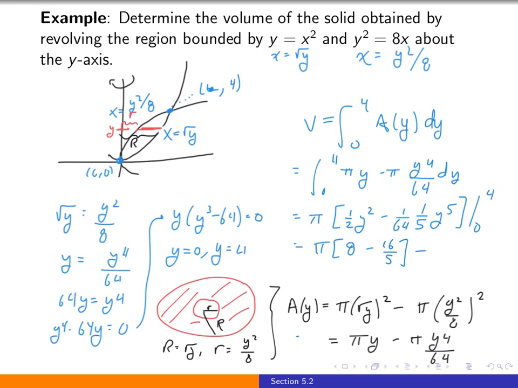And then we subtract away what we get when we plug in 0, which is simply 0. And if you simplify this, feel free to plug it into your calculator, what you're going to get is 24 over 5 times pi. And this represents the volume of the solid of revolution.